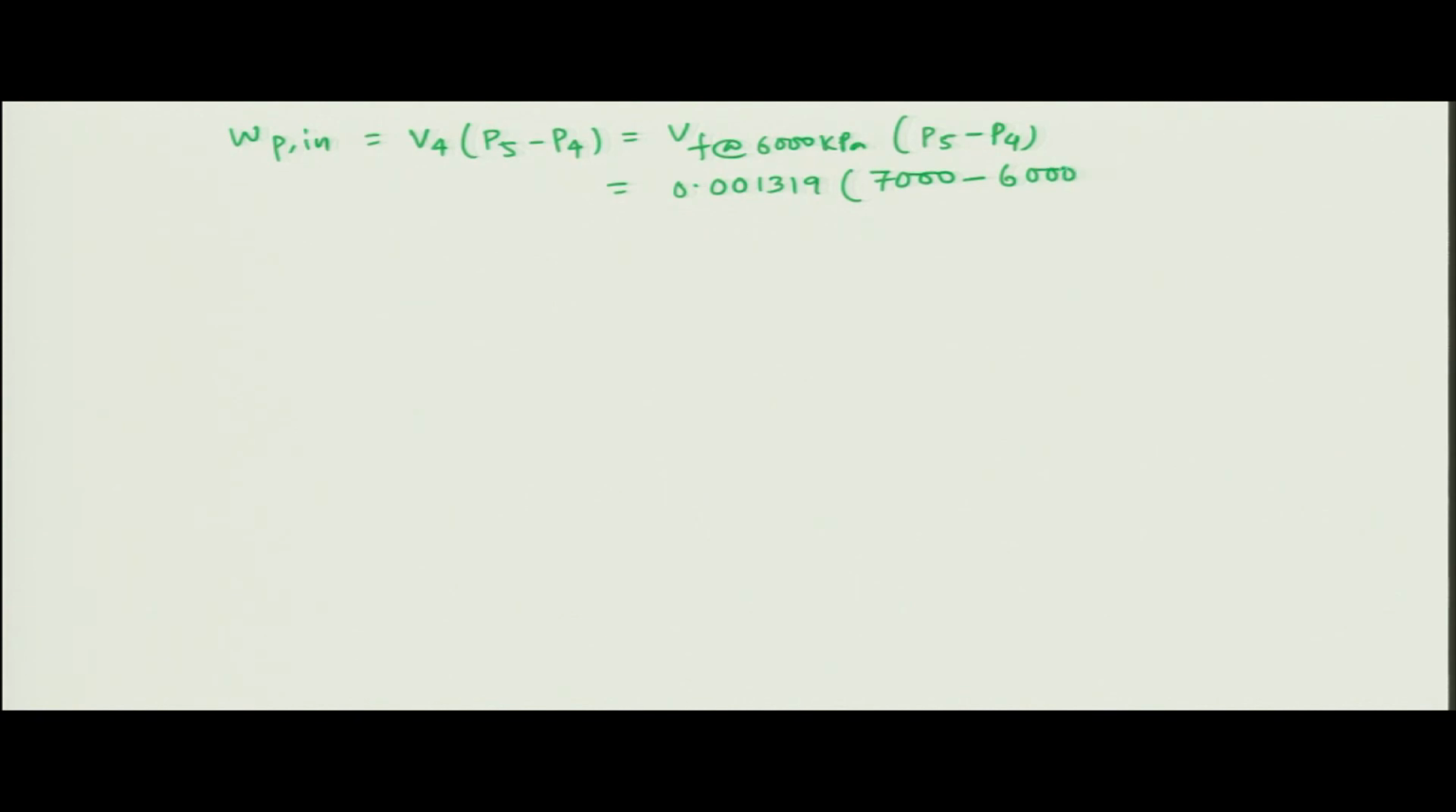Next I can put in the numbers, but before that we will calculate the pump work. Pump work will be V4 into (P5 minus P4). V4 is the specific volume of liquid water at 6000 kilopascal, multiplied by P5 minus P4. So, this is 0.001319 meter cube per kg multiplied by 7000 kPa minus 6000 kPa. So, this will be 1.319 kilojoule per kg.